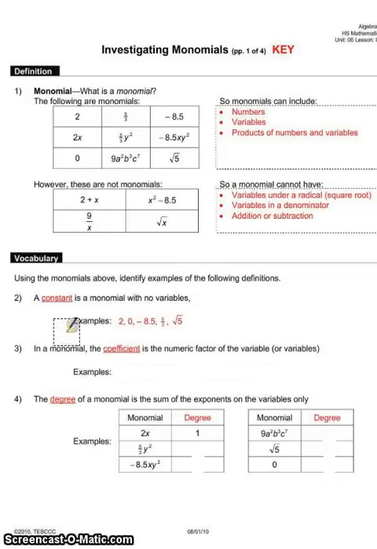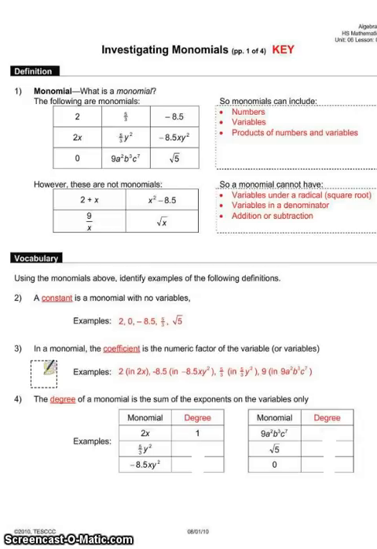Now, what you also have in a monomial is a coefficient. A coefficient is the numeric value or the numeric factor of the variables. So here are the examples above that constitute a coefficient. Now remember, it's referring to the 2 in 2x, not the whole value, just the 2. It's also referring to the negative 8.5 in the monomial negative 8.5xy squared.